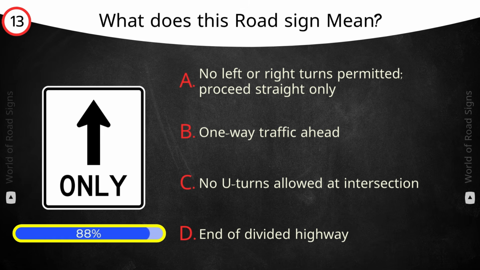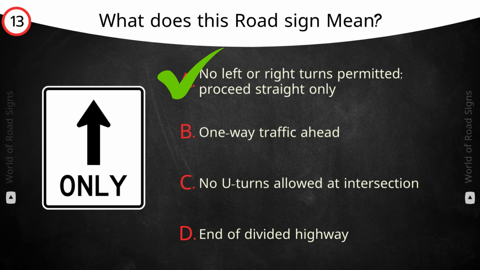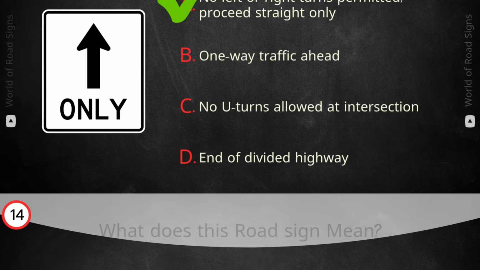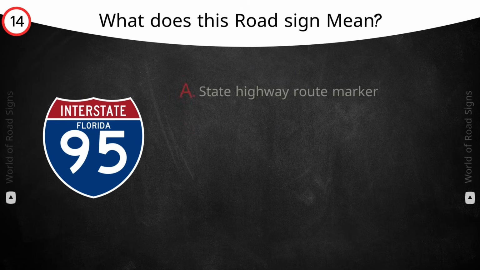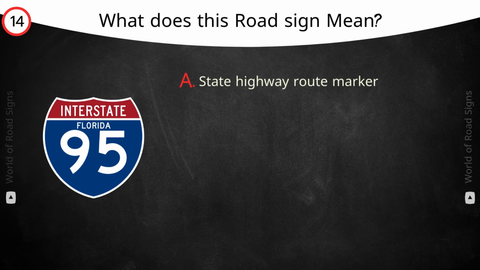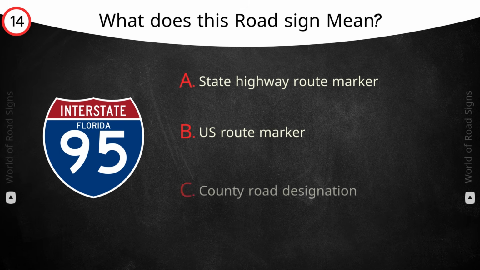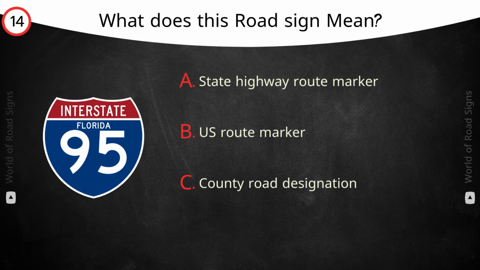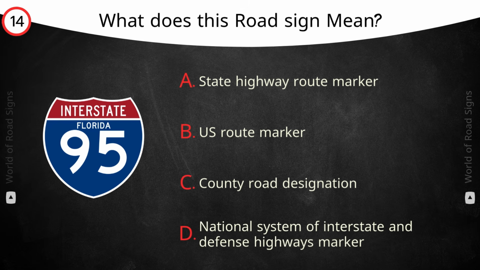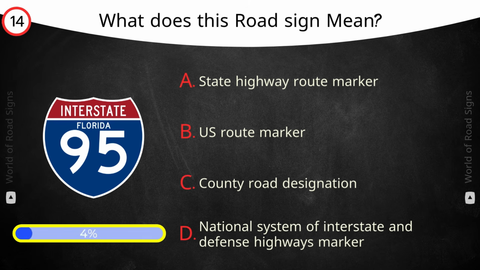You got it right if you selected option A. No left or right turns permitted. Proceed straight only. Question 14. What is the message behind the sign? A. State highway route marker. B. U.S. route marker. C. County road designation. D. National System of Interstate and Defense Highways marker.